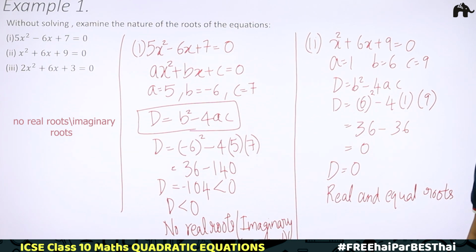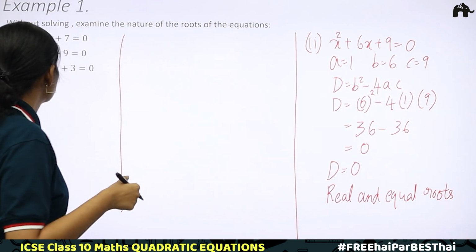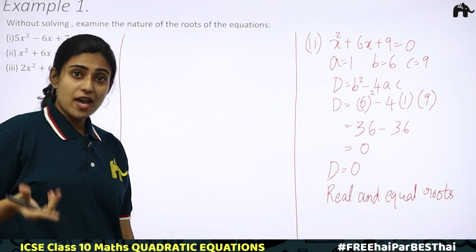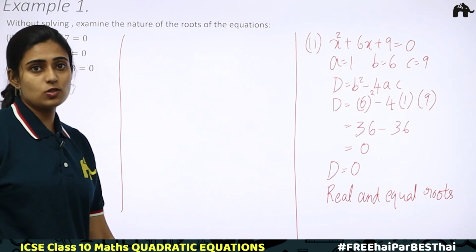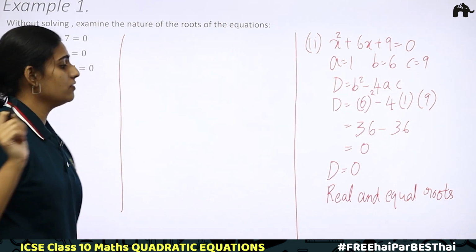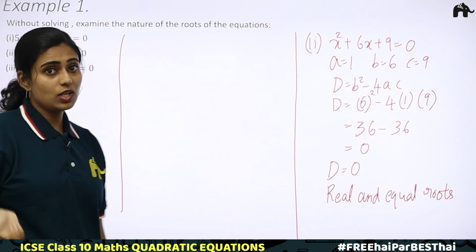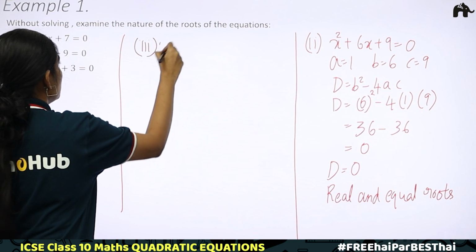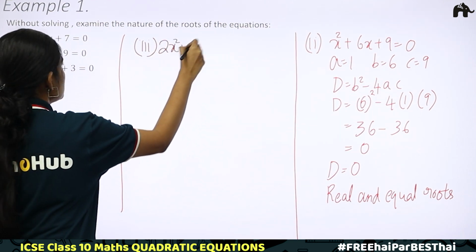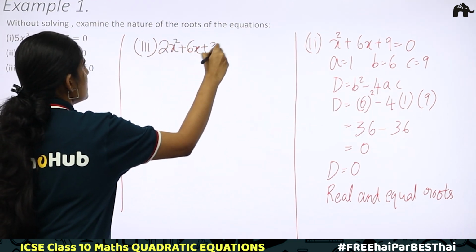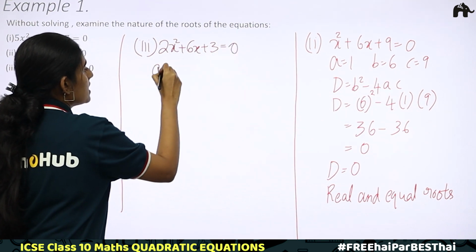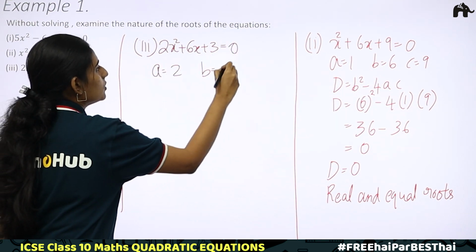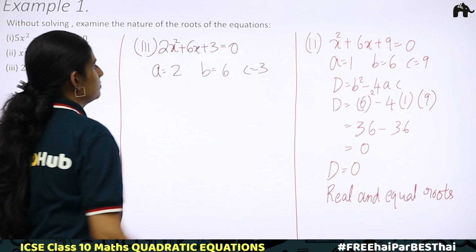Real and equal roots. For the first equation, we got imaginary roots or no real roots exist. For the second equation, we got real and equal roots. Now the third one. Third equation is 2x square plus 6x plus 3 is equal to 0. A is equal to 2, B equal to 6 and C is equal to 3.